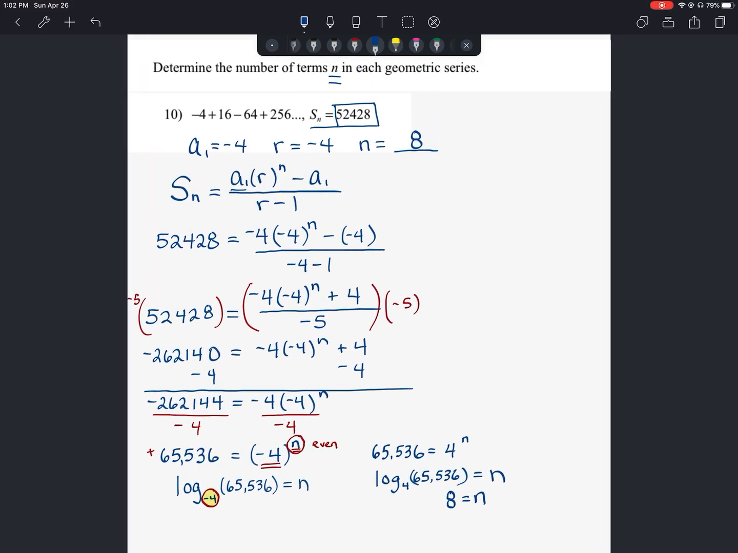That's it. If you have questions about this one, please reach out to your teacher. I know that last little bit can be a little confusing, but if you just use your math sense, it hopefully will help you out.